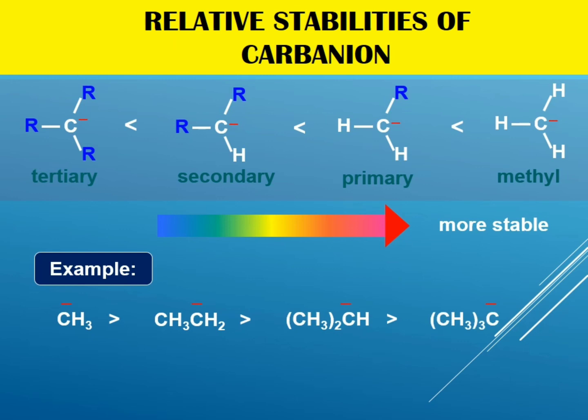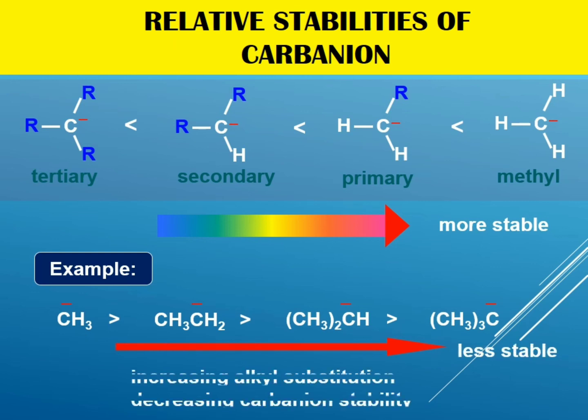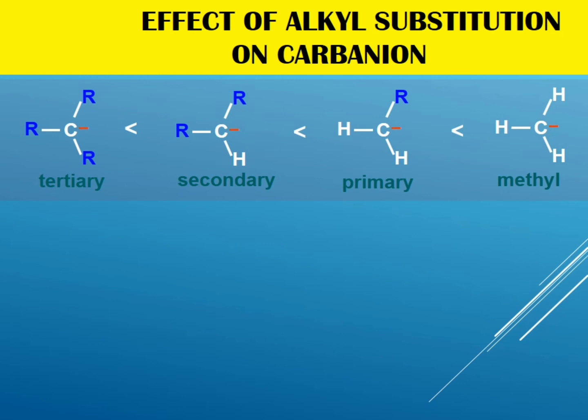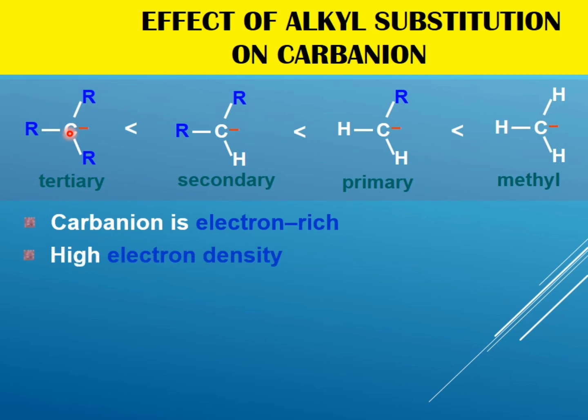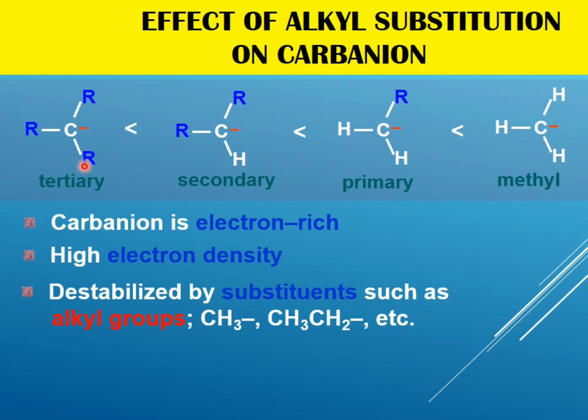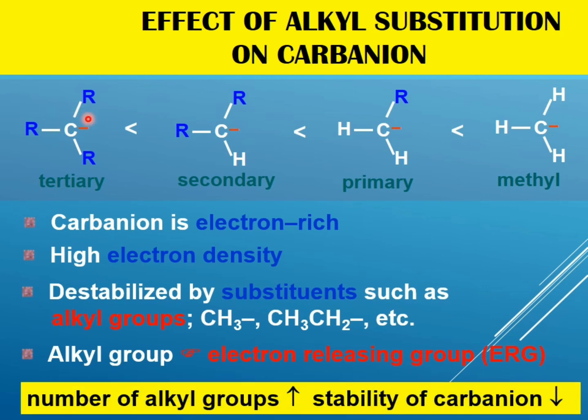So we can say that the more the alkyl substitution increases, the more the carbanion stability decreases. So, increasing the alkyl groups decreases the stability of the carbanion. Based on the carbanion, it has a negative charge. It shows that the carbon is electron rich. There's a high electron density at the carbon. So when you have more alkyl groups attached to the carbon, it will destabilize the carbon ion, because the alkyl group is an electron releasing group. So when you have more alkyl groups attached to the carbanion, the stability will decrease.